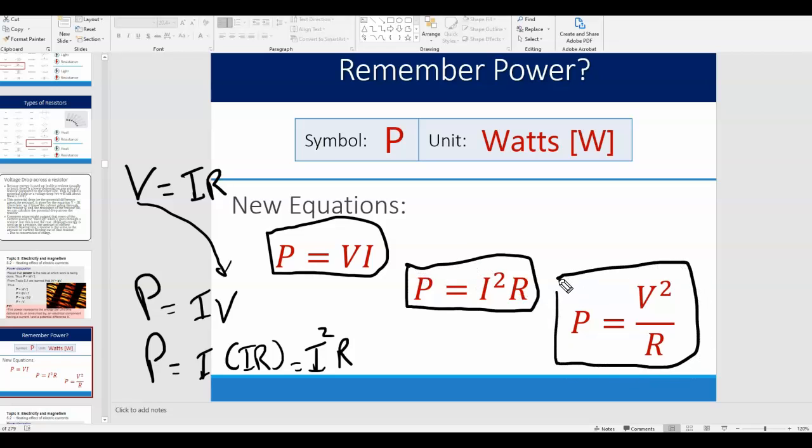Which one you use, of course, just depends on what you're given in the problem. Obviously, if you're given current and voltage, you would use the one that has current and voltage.